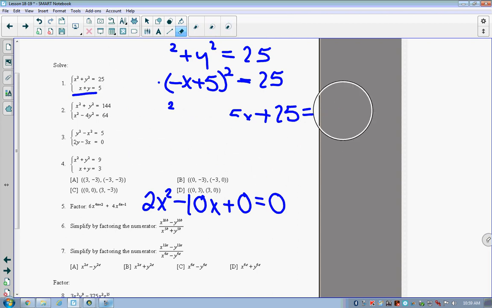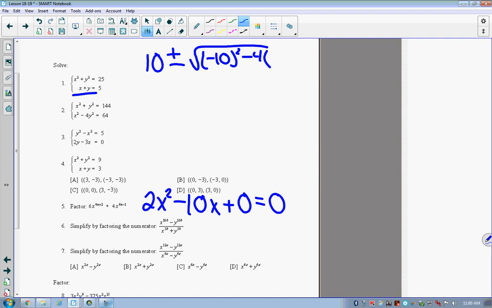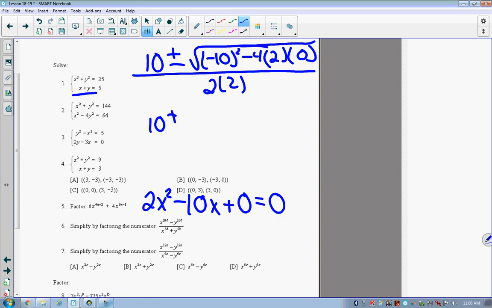Keep in mind you do have the video, so you can pause, go back, rewind, do all that kind of cool stuff. All right, we're going to go ahead and plug this into the quadratic formula so that I'm getting 10 plus or minus negative 10 squared minus 4 times what? 2 times 0. Okay, that ought to make my life a little bit easier. And 2 times 2. So I've got 10 plus or minus over 4.